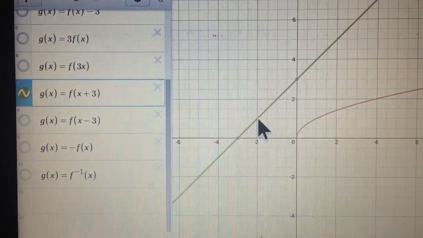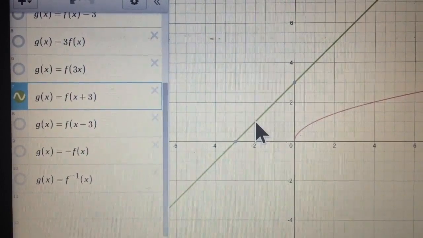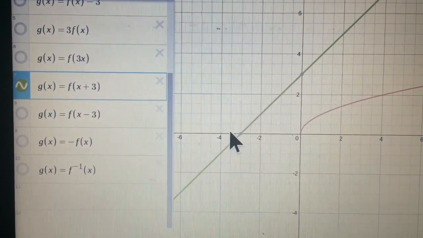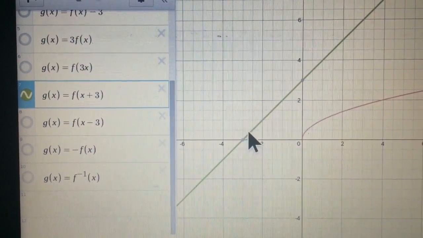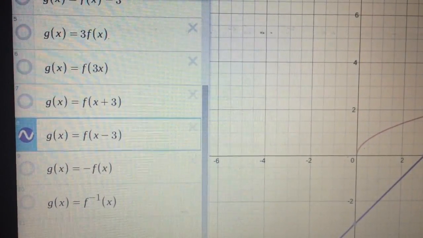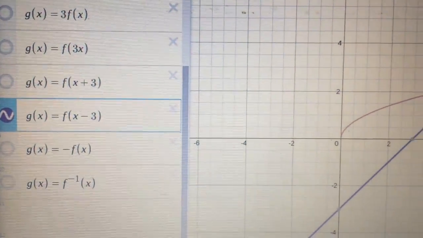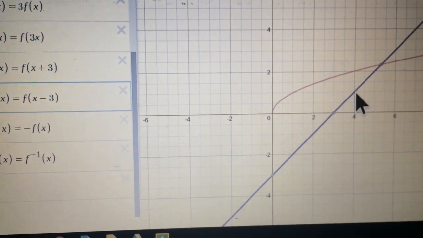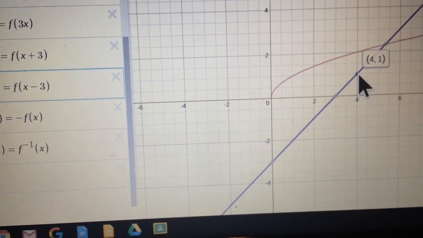Okay, so when you plug in g of x equals f of the quantity x plus 3, the plus 3 in the parentheses makes the graph move left on the x-axis, so the starting point is negative 3 comma 0, and the new point is negative 2 comma 1. Okay, so when you plug in g of x equals f of the quantity x minus 3, there's a horizontal shift right 3 units, which causes a new point to be 4 comma 1.